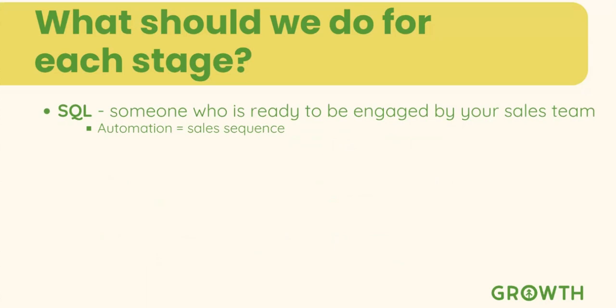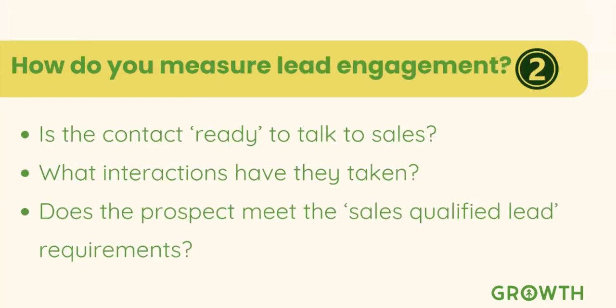So when we get to the SQL stage, we get our first little change in the way we're going to operate. Because now we have a sales qualified lead. We need to engage that lead. So we're going to start assigning a lead status. So if we're thinking about that, how do you measure lead engagement? Is the contact really ready for sales? What have they done leading up to that? Are they engaged? Do they really meet your sales qualified requirements? And that's dependent on your company, your needs.